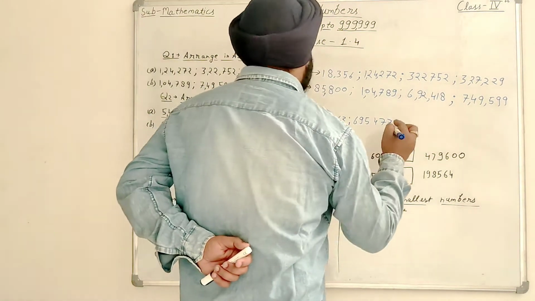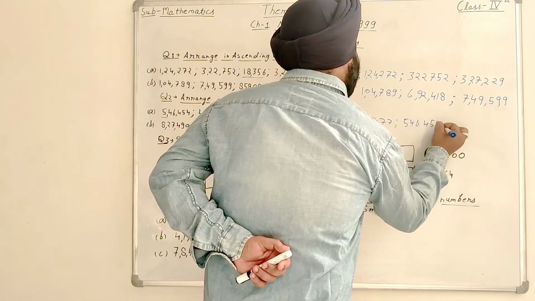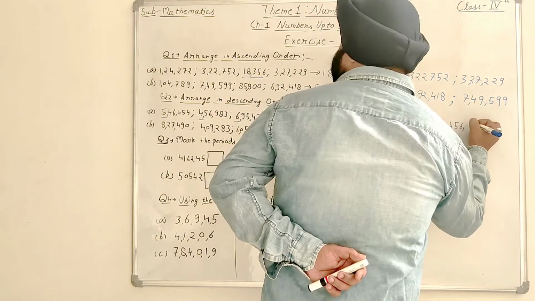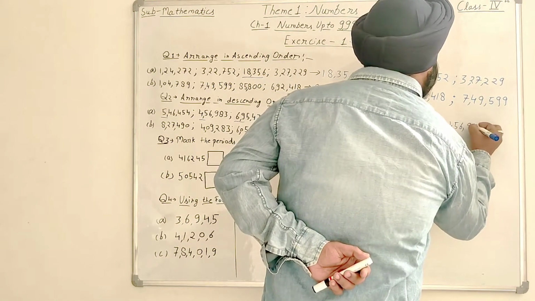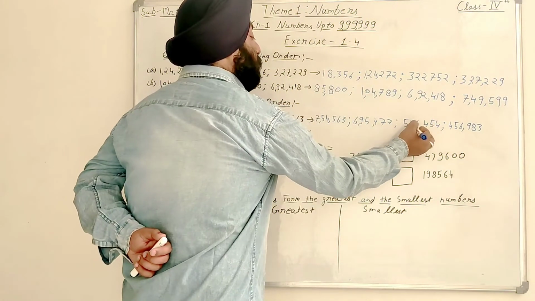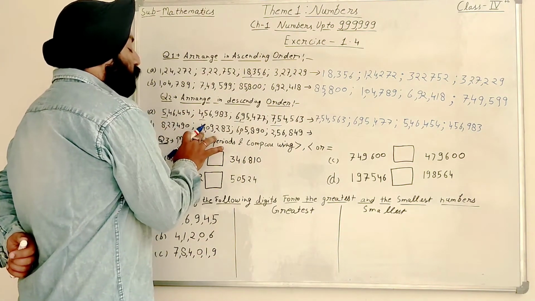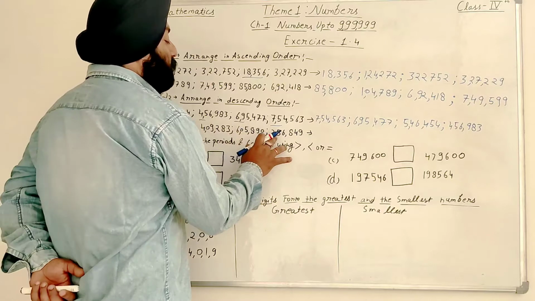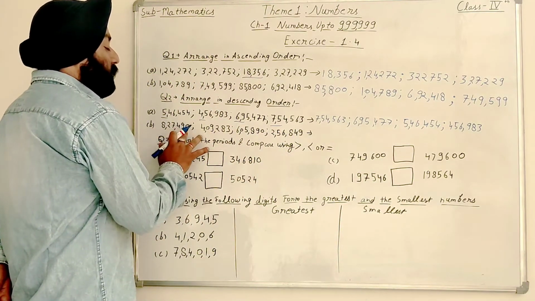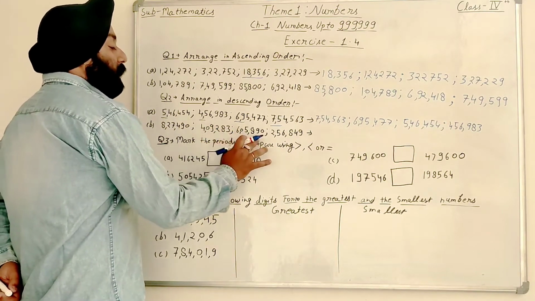Then 5,46,454. Then 4,56,983. B part is 8,27,000, 4,09,000, 6,05,000 and 2,56,000. Then 8 lakh is the largest one. Afterwards 6 lakh, then 4 lakh, then 2 lakh.